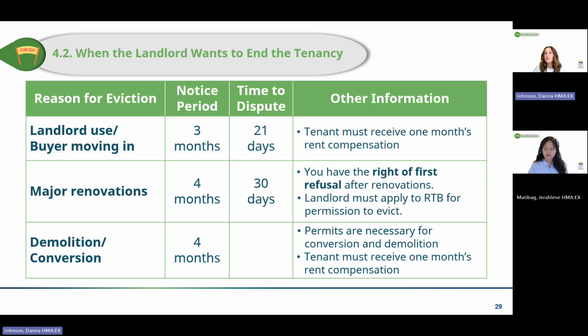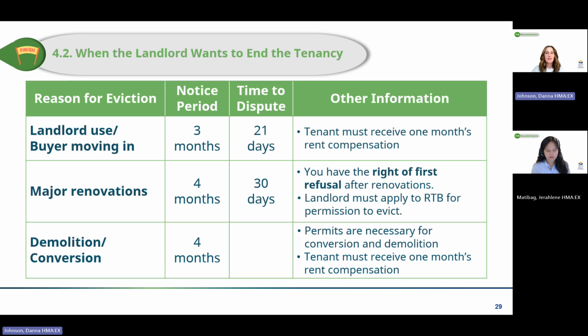Okay, so we've talked about evictions for non-payment of rent and evictions for cause, the 10-day and 1-month notices. Now let's look at other reasons a landlord might want to end a tenancy. The first is landlord's use of property. That's when the landlord, one of their immediate family members, or sometimes a purchaser of the property, wants to move into it. For this one, you get a 3-month notice and you have 21 days to dispute it if you think it is invalid. So if you think that the landlord is not planning to move in, you can dispute it. And importantly, the landlord has to give you 1 month's rent as compensation.